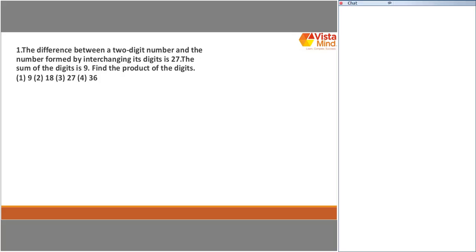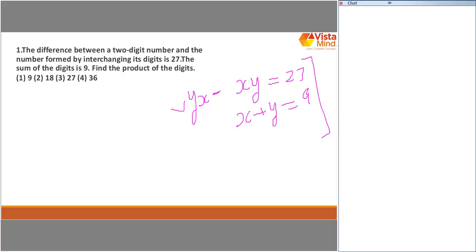Okay, let us discuss. The question says the difference between a two-digit number and the number formed by interchanging the digits is 27. So that means if the number is xy and we write it as yx, the difference between them is 27. And the sum of the digits is 9. So primarily we have two equations, but I will not discuss the method of equation. If I want to go with the method of equation, I can form these equations and then solve them.